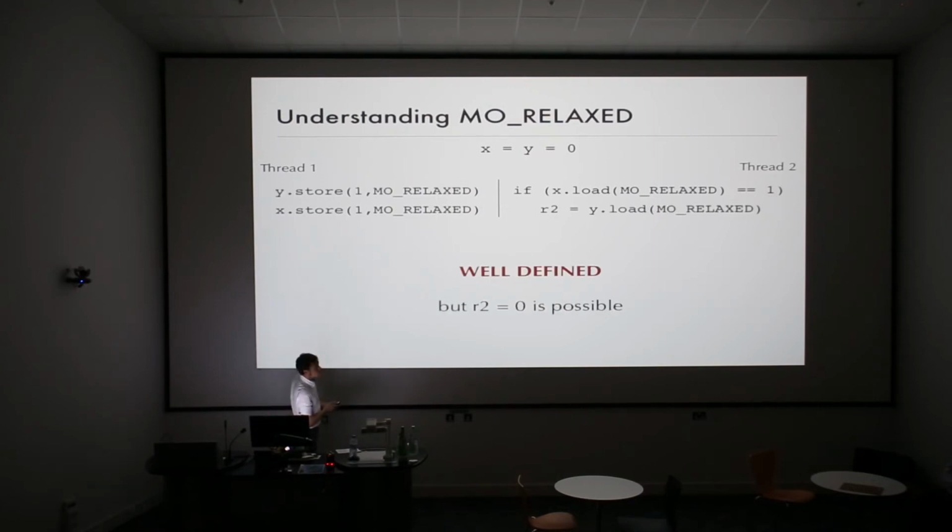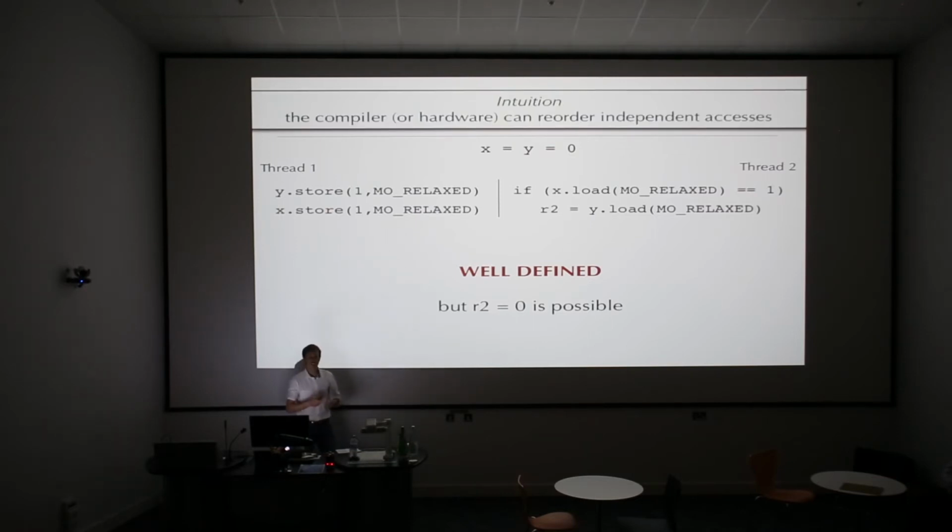And what if we write everything with relaxed? Well, then we get a program which is well defined, because by definition atomic accesses do not race, but r2 equals 0 is possible. Which means that here you don't see the update of the message. And this is exactly the purpose of relaxed, which allows the compiler and the hardware to reorder accesses. For instance, here the compiler might reorder these two accesses, so it updates the flag, you see the flag, you don't see the update of the message, and then only later you update the message.